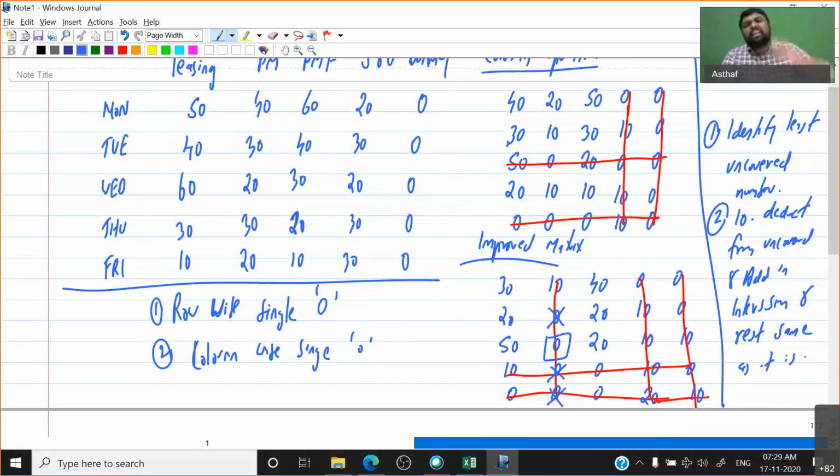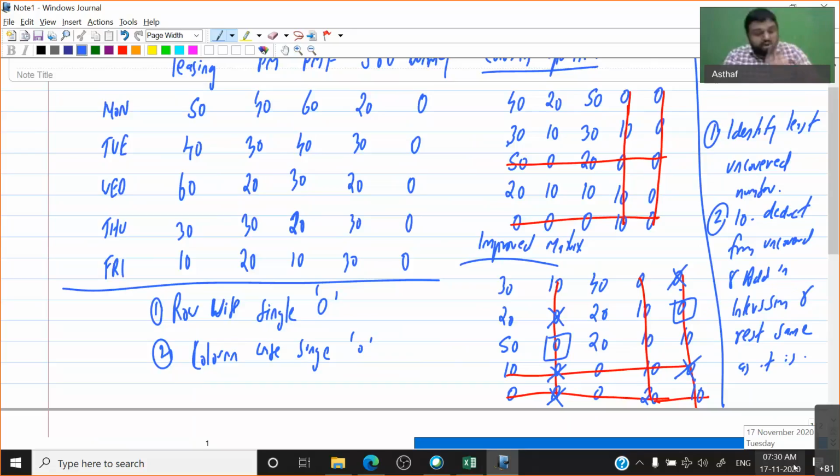Now what is the next step? Again we go for a row-wise single zero. Here we have two zeros, we cannot. Here we have two zeros, we cannot. Here also two zeros, we cannot. But look at the second row: we have only one zero, so we allocate it. If you allocate this, the corresponding row and column are over. So this will be dead, and this also will be dead.